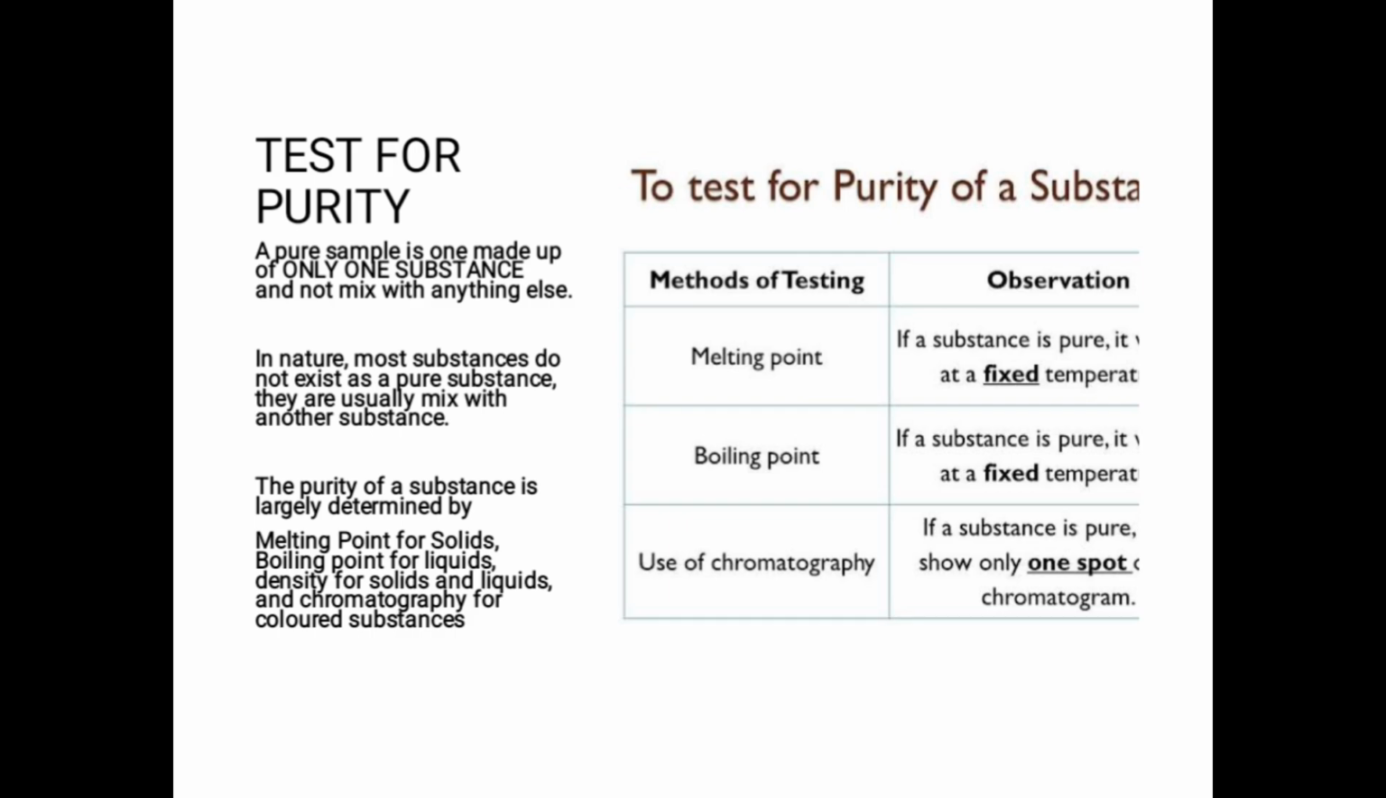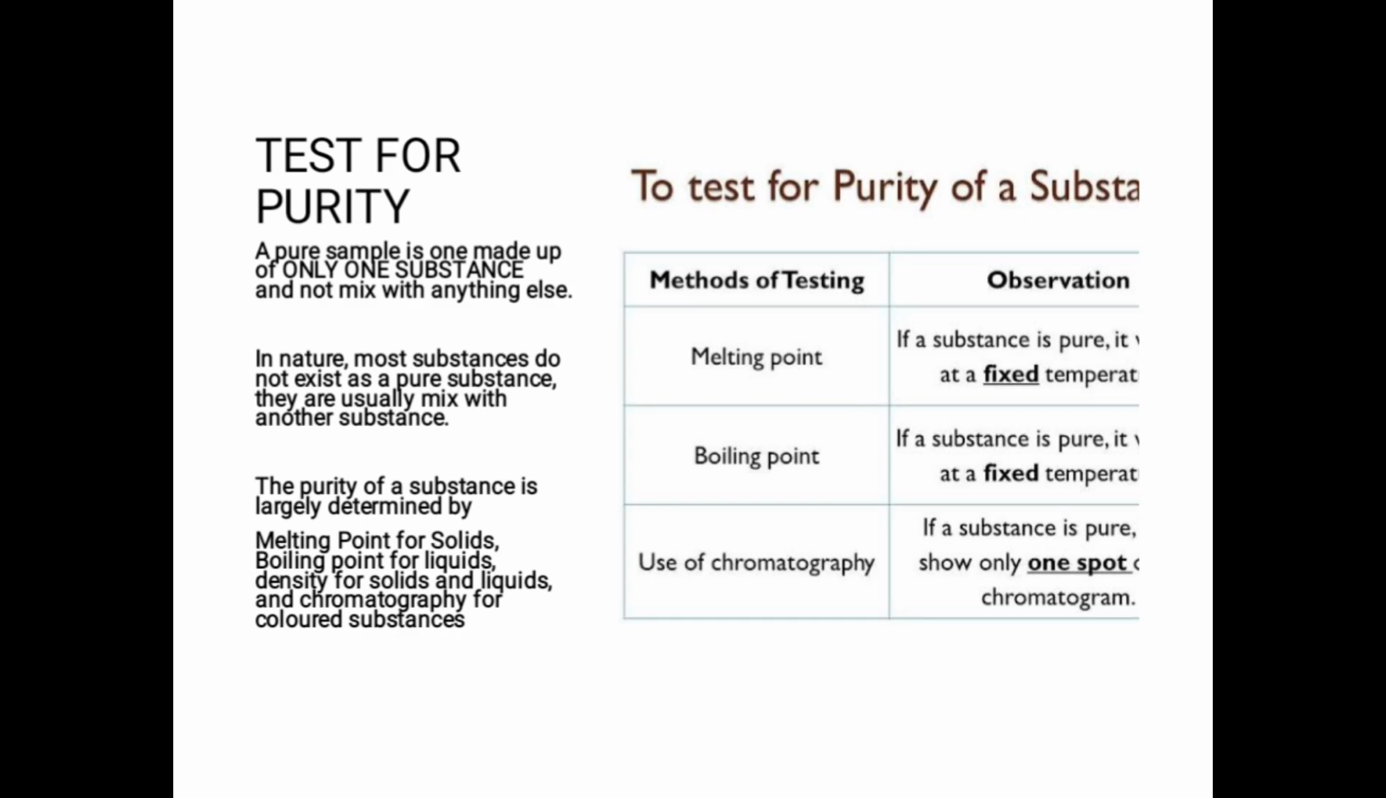Now let's look at tests for purity. How do we test for the purity of substances? Actually, we do not have many pure substances in nature. Most substances occur in combination with other substances as impure substances. So to test for purity of substances, we use melting point for solids, boiling point for liquids, melting and density for solids and liquids, then chromatography for colored substances.